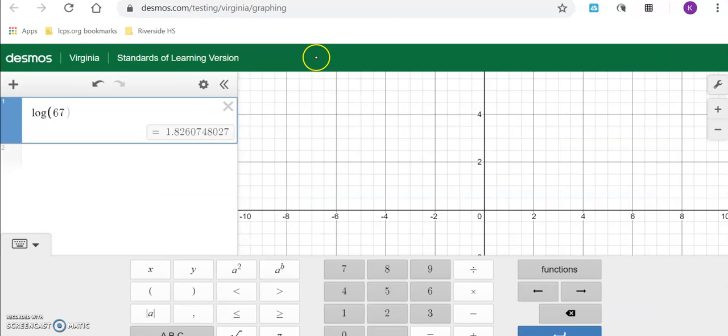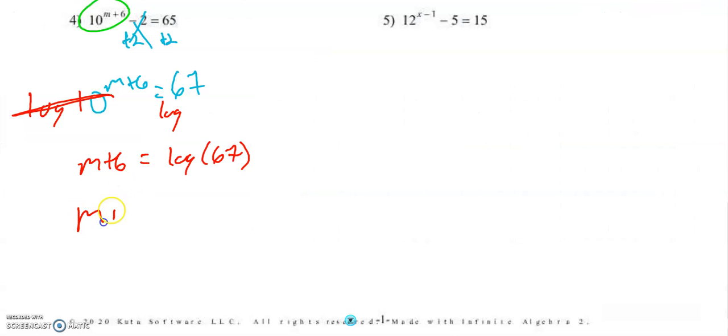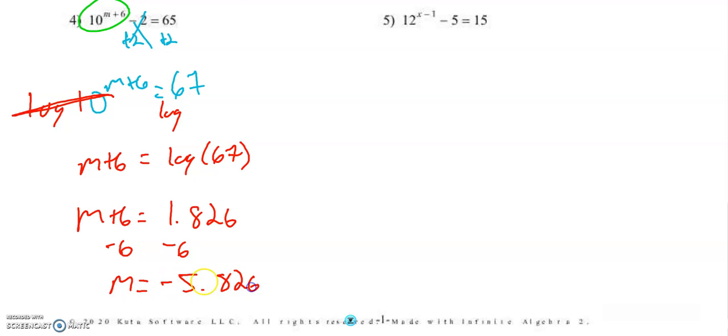Since we need to round to the thousandths, m plus 6 is equal to 1.826. And now solve for m, and m is equal to negative 5.826. Plug this back in for m in the original problem, and you should get 65 at the end. But for number 5, it's very similar. It's almost the exact same thing, just now you have a different base there, so you make sure you select log of A in the functions for Desmos. Or if you have a scientific calculator, you'll follow the steps for that.